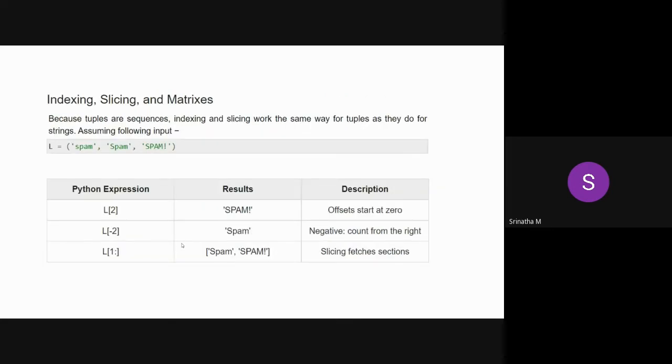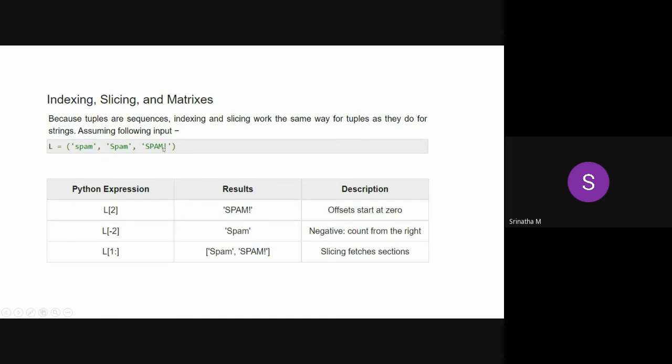Next, we have indexing, slicing, and matrices. So let us look at this one. Tuples are sequences. Indexing and slicing work the same way for tuples as they do for strings. Let us assume you have created a tuple like this with 3 elements. So L of 2 means it's spam, because the offset starts at 0.